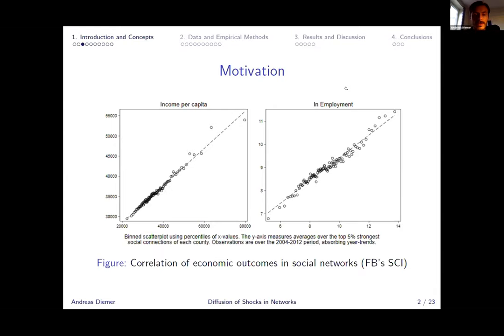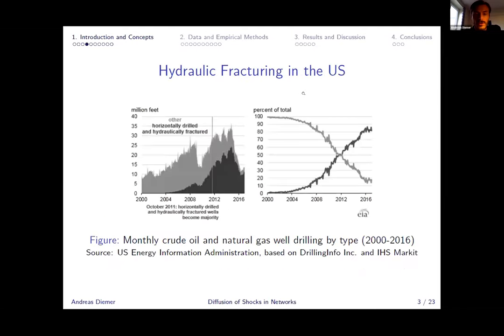And so the idea here is to exploit the exogenous or plausibly exogenous nature of these fracking shocks, which depend largely on the pre-existing geology, to get an idea of whether or not there is indeed diffusion over networks. And to give you some context in terms of these fracking shocks, fracking is a technology that developed in the US. Well, it had been existing since the late 70s, I believe, but it's really become used on a wide scale from 2004 onwards. This is based on information from the US Energy Information Administration. You'll notice that by late 2011, it became the majority of the main technology for extraction of new oil and gas resources. So this is the shock I'm exploiting on aggregate.